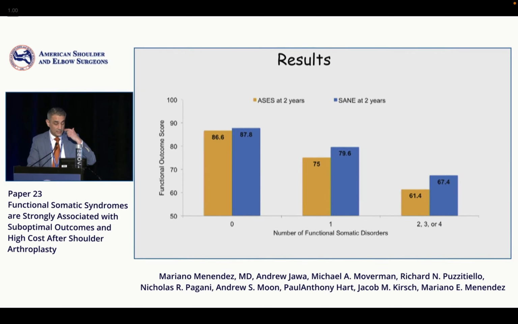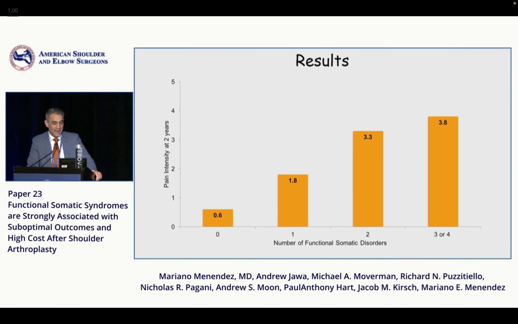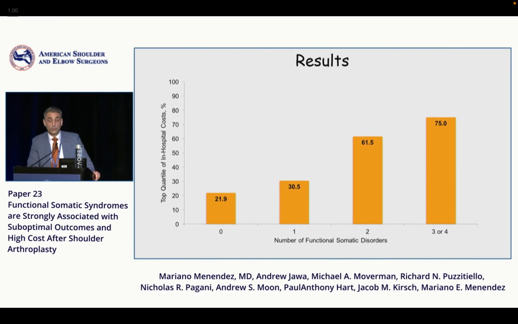This is the money slide here, though. It's really fascinating. The more functional somatic disorders you have, it indirectly correlates with your ASES and SANE scores, and it's pretty powerful with how much it predicts this. Pain intensity also at 2 years directly goes up with the more you have in terms of functional somatic disorders. And the amount of cost directly goes up when you look at TDABC.